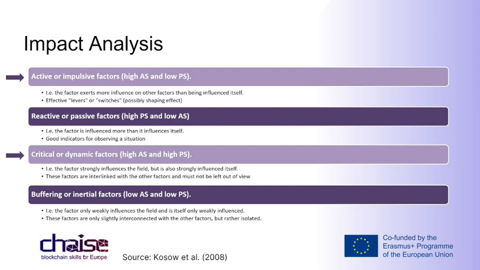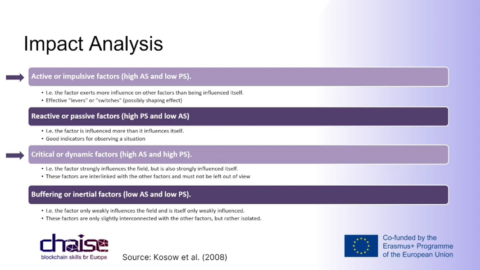Critical or dynamic factors have both a high active and a high passive sum. They have a strong influence but are themselves strongly influenced. These are reciprocal relationships between the factors. Finally, the buffering or inertial factors have both a low active sum and a low passive sum. These factors are therefore rather isolated in their effectiveness.